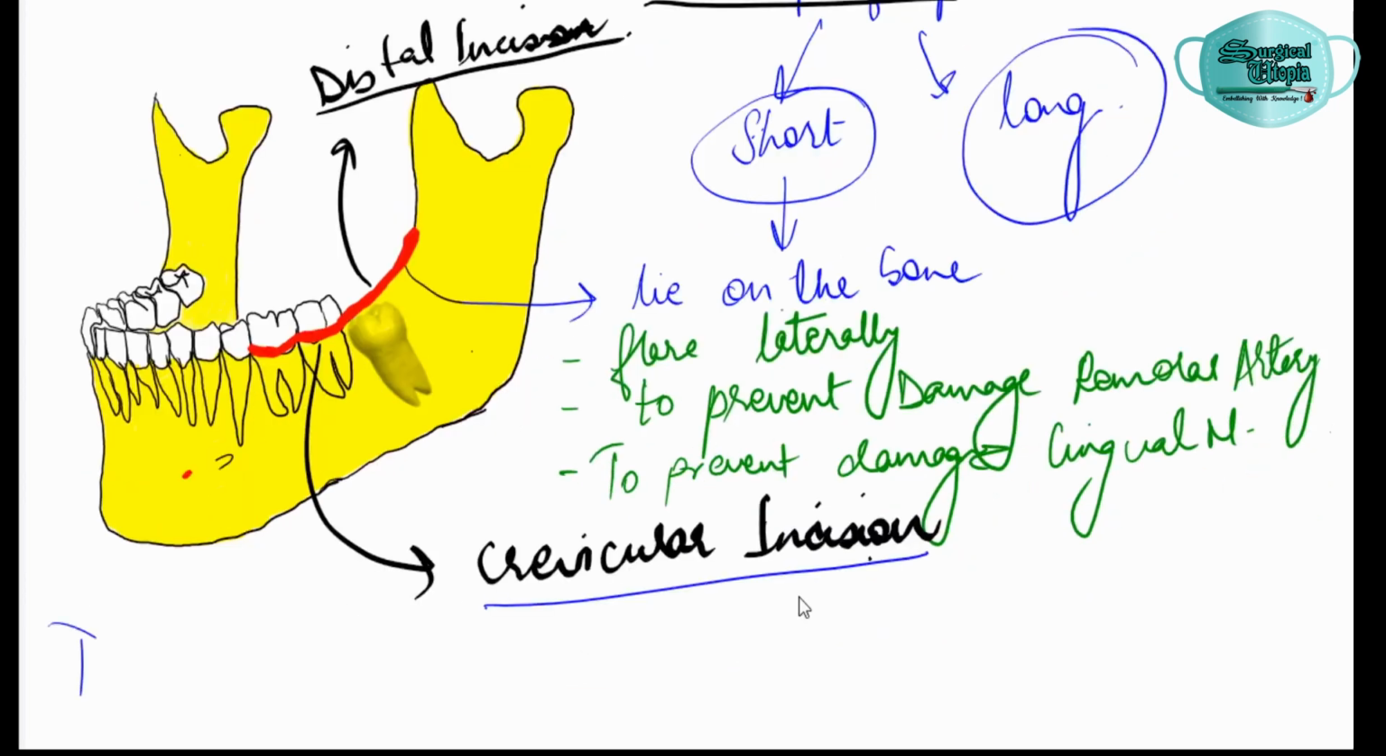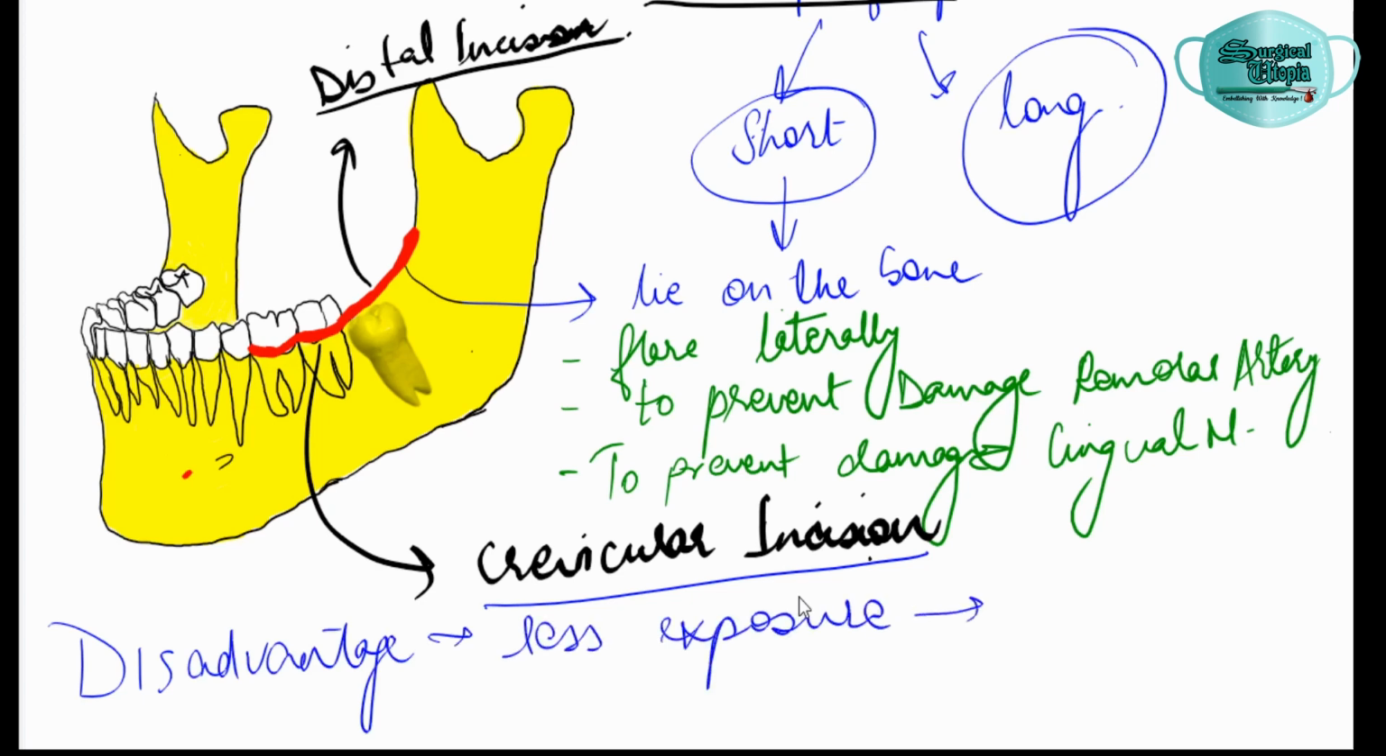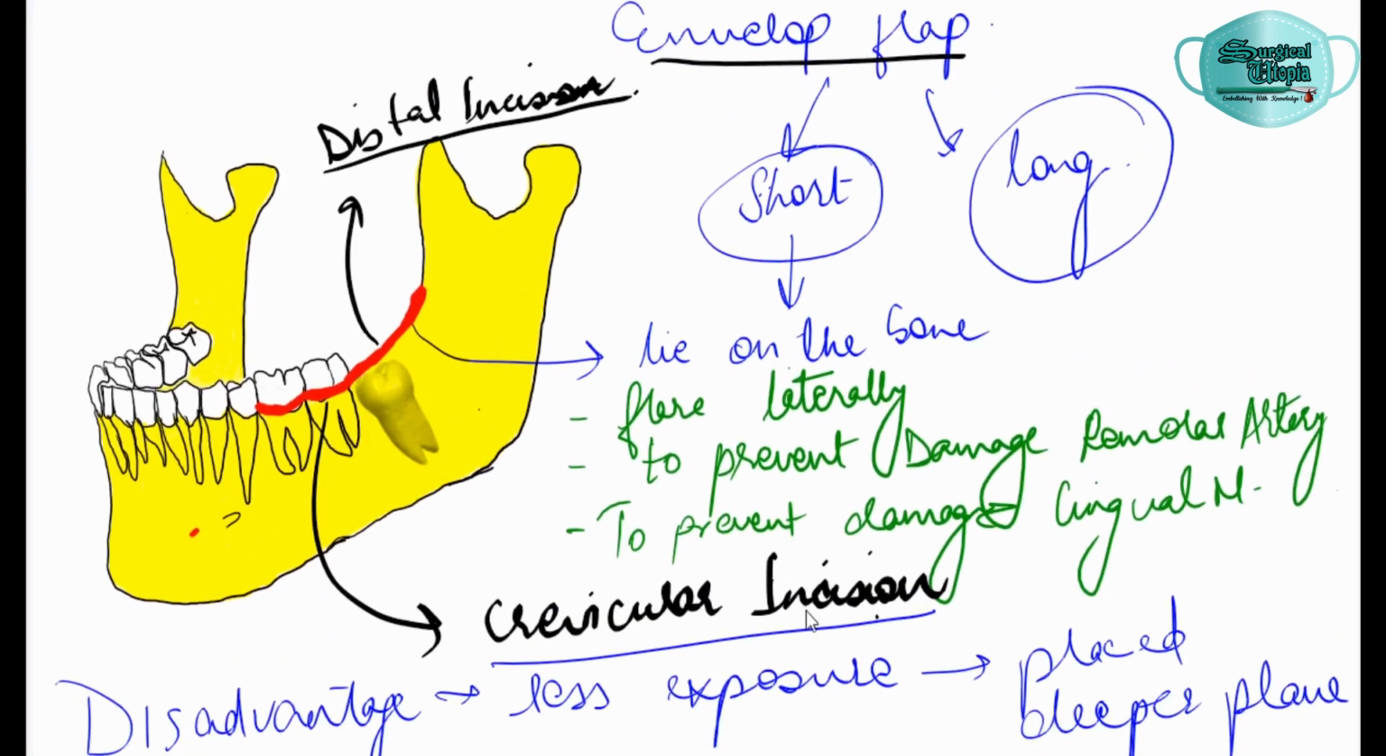The main disadvantage of the envelope flap is that it provides less exposure for an impacted tooth which is placed in a deeper plane. So with this flap there will be less accessibility and visibility to the impacted tooth over here.